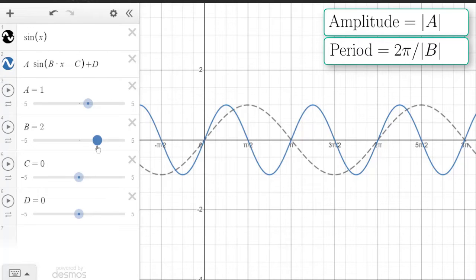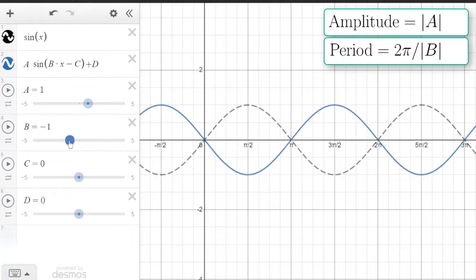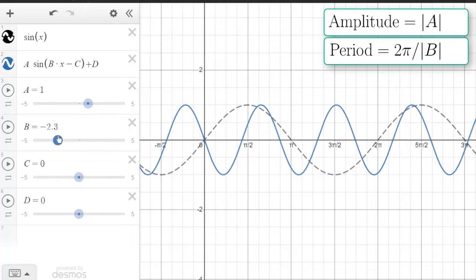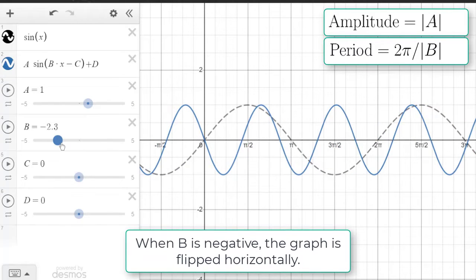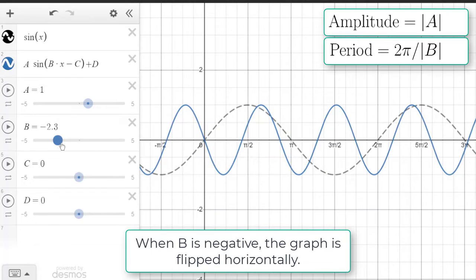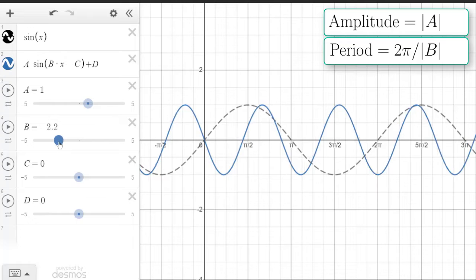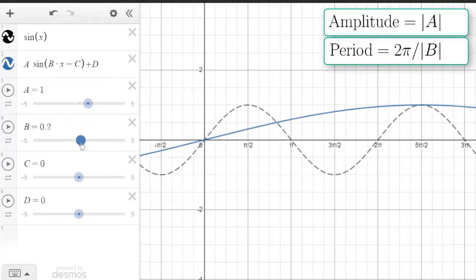What happens when we make b negative? If I make b negative, we see that the graph reflects across the y-axis, but it has the same properties. The period is still equal to 2 pi divided by the absolute value of b. So let's return b to the value 1 and take a look at these other parameters.